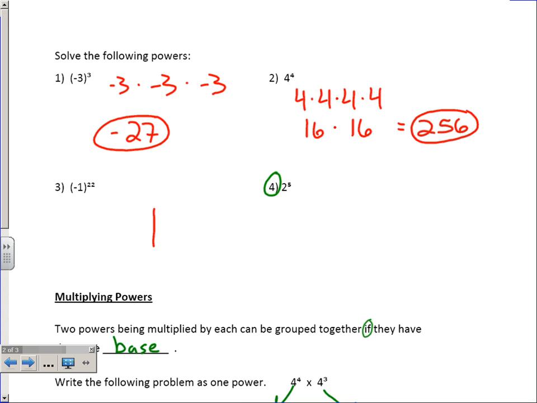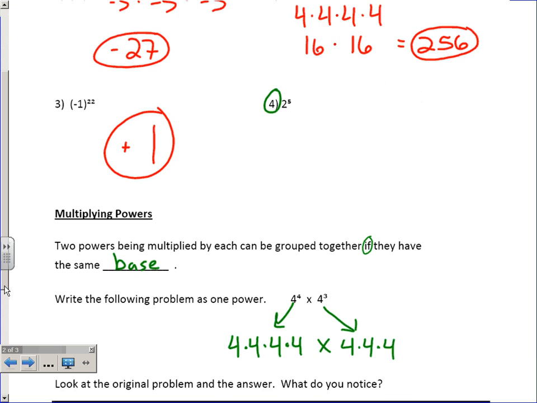But then you have to think about how many negative signs we had. We had 22 negative signs. That's an even amount of negative signs, so that makes my answer positive. All right, and you're going to do number 4 on your own and bring it into class tomorrow.